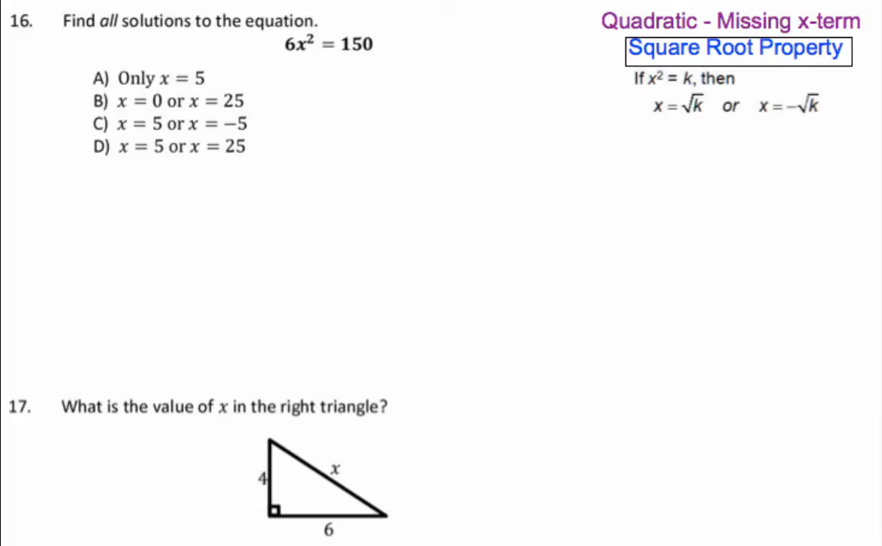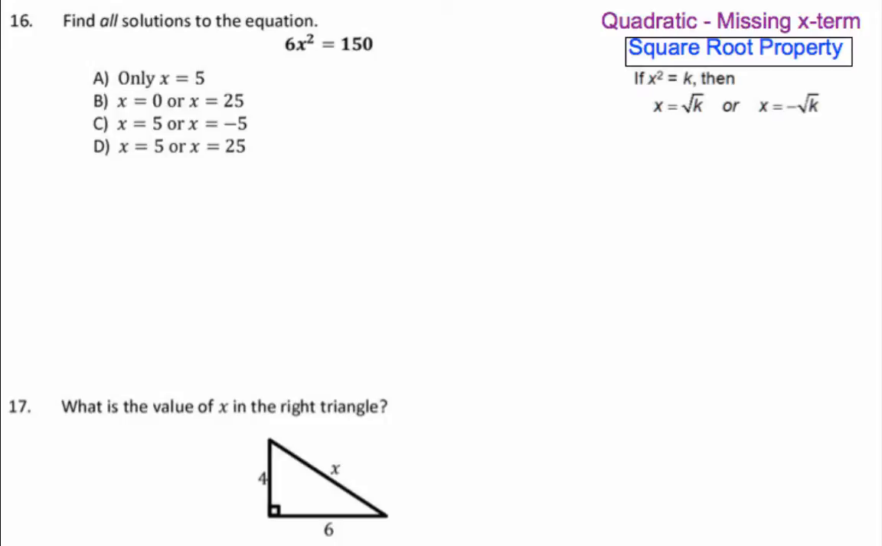Problem number 16 asks you to solve the quadratic equation 6x squared equals 150. The difference between problem number 16 and problem number 15 is that in problem number 16 you're missing the x term. We only have x squareds. So a different strategy will be used.